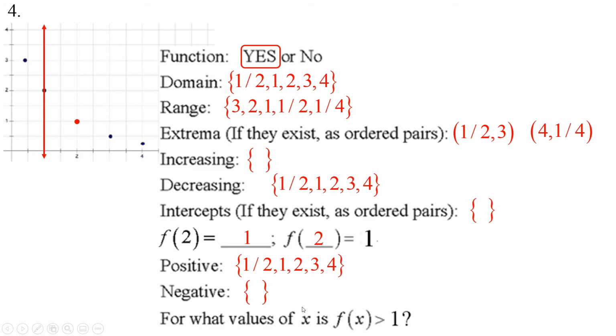And then for what values of x is f of x greater than 1? All right, so I need the points on this scatter plot where the y-coordinate is greater than 1. So there's my line y equals 1 right there, so it's only going to be these 2 points. So I need the x-coordinates of this point, and we called this one approximately 1/2, and this one is 1. And there we go. So that's number 4. Another great problem, and our first discrete function today.